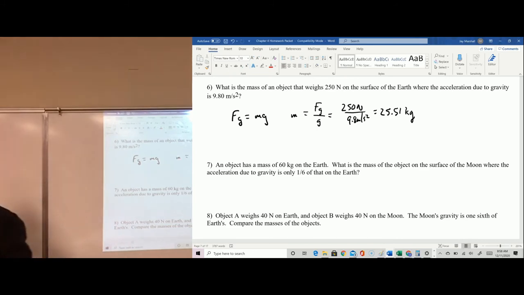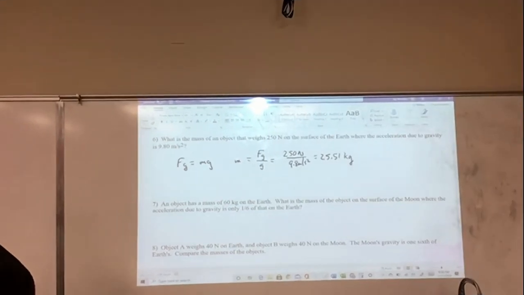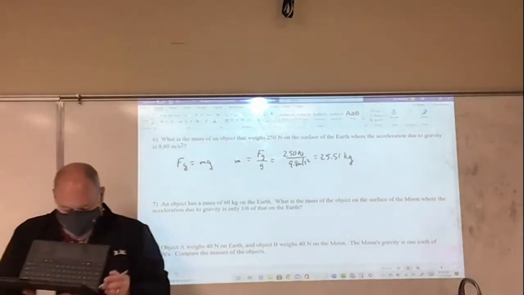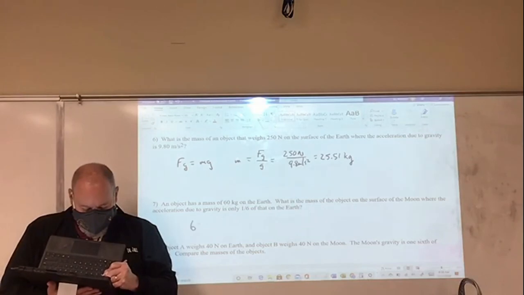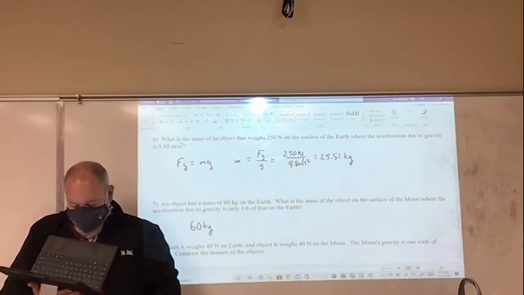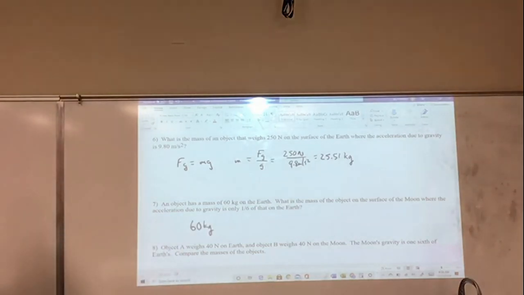Yes, because Daxton has the correct answer up here. He still said 60 kilograms. Why is it still 60 kilograms? Oh, because mass doesn't change. Mass doesn't change. It's the mass. So do you have to show anything on that one? Nope. So that's just the answer right there. But if you wanted to be especially bright on that, you could say mass doesn't change.